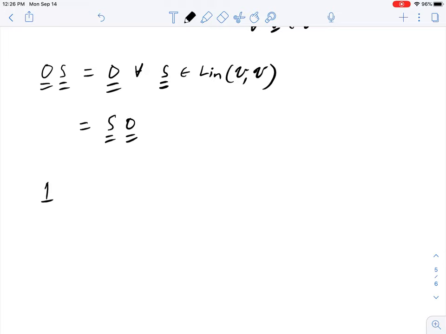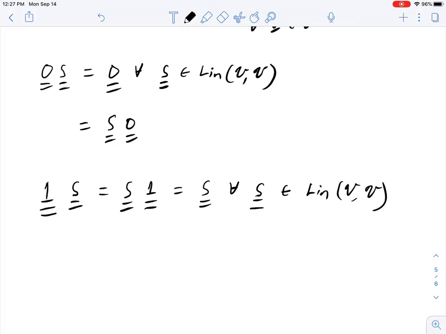And the identity tensor one acting on S is equal to S, or rather one times S, and S times the identity tensor, is equal to S for all S in Lin V.